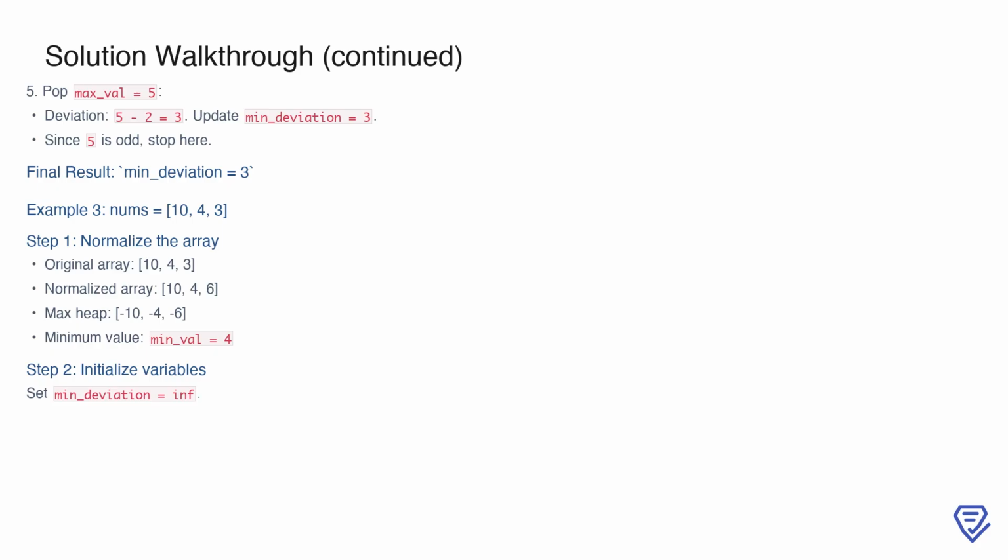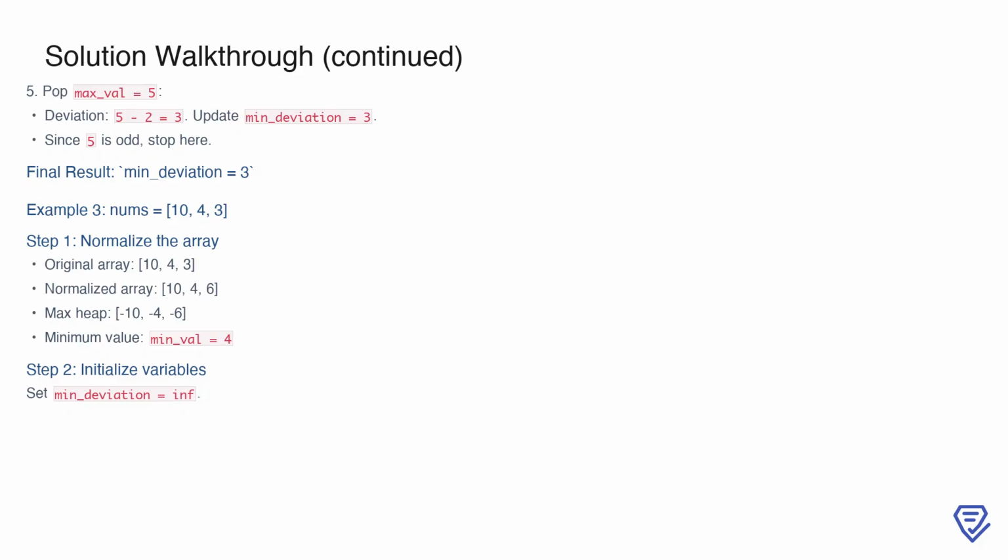Now, we pop the maximum value, which is 5. The deviation between 5 and 2 is 3, so we update min_deviation to 3. Since 5 is odd, we cannot reduce it further, and the process stops here. The final minimized deviation for this example is 3.